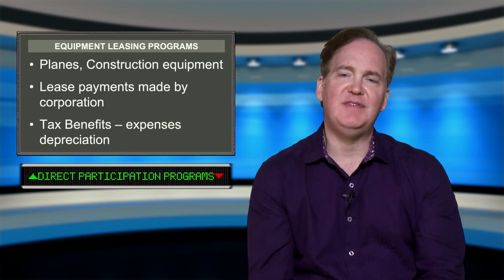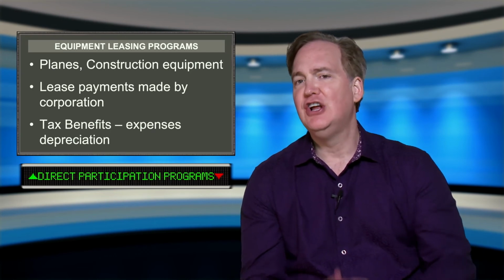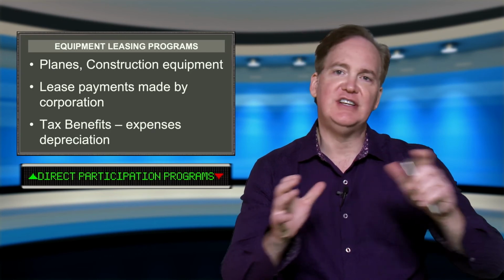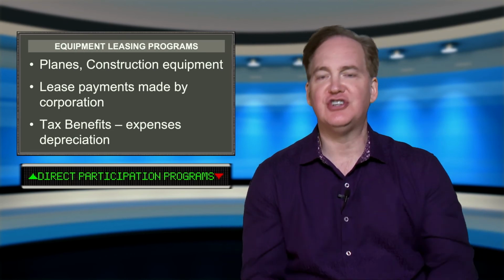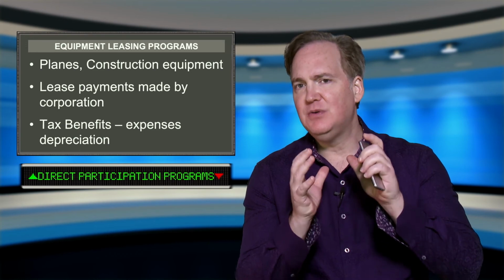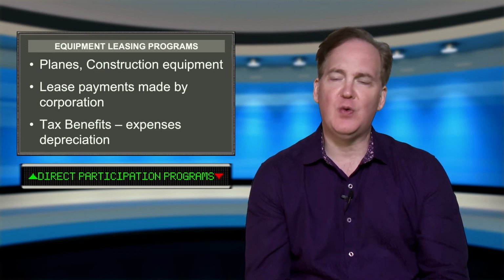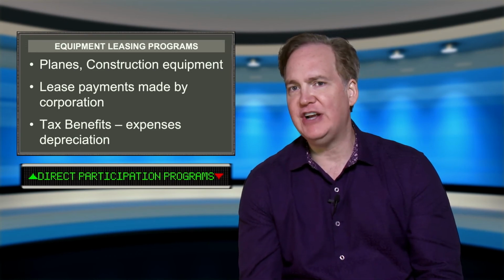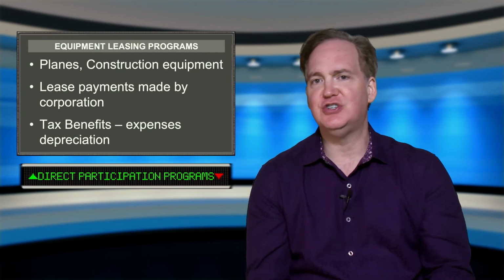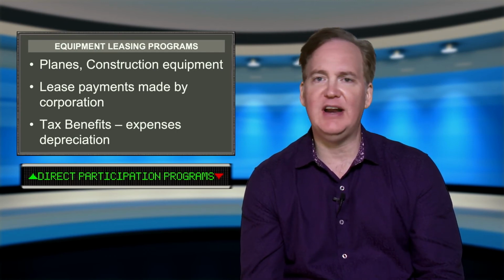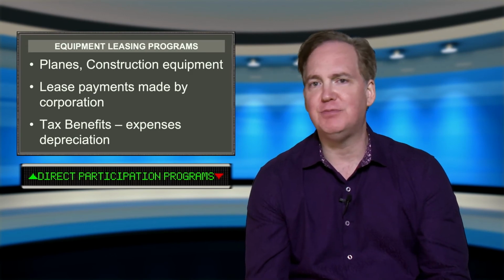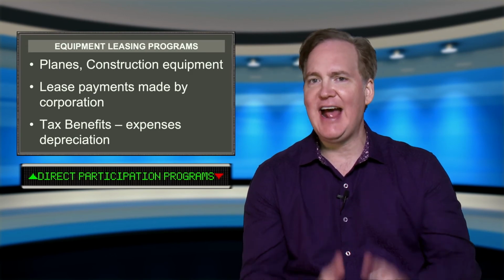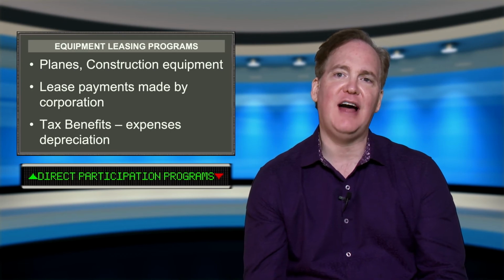Now, another type of DPP could be organized to lease large industrial equipment, planes, trains, construction equipment. These large pieces of equipment will be leased by corporations. The investors will enjoy the income generated by those lease payments, and they will have the opportunity to depreciate that asset over its useful life.